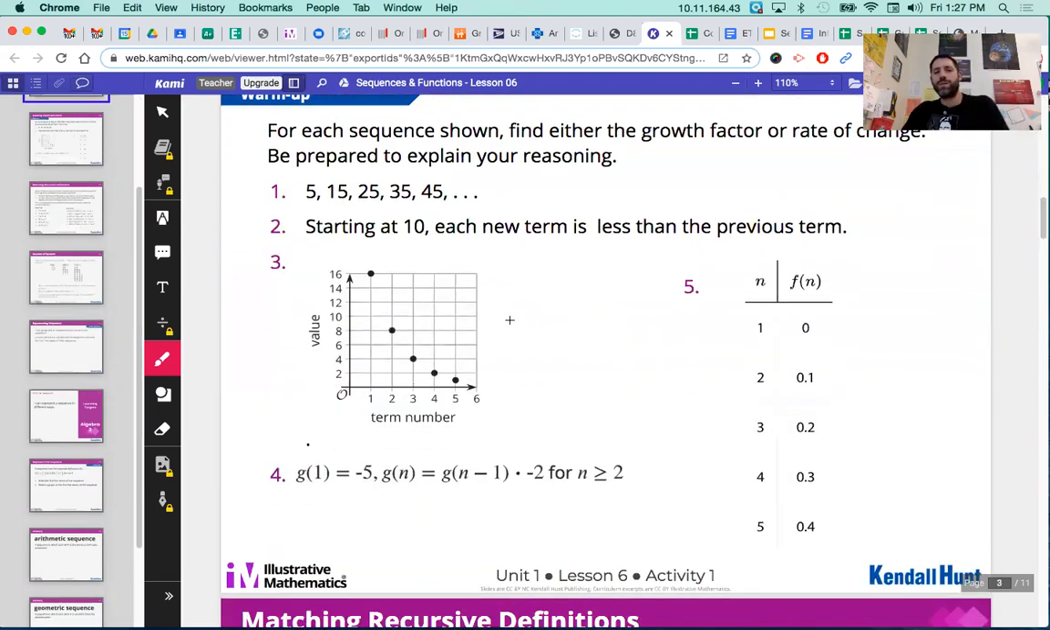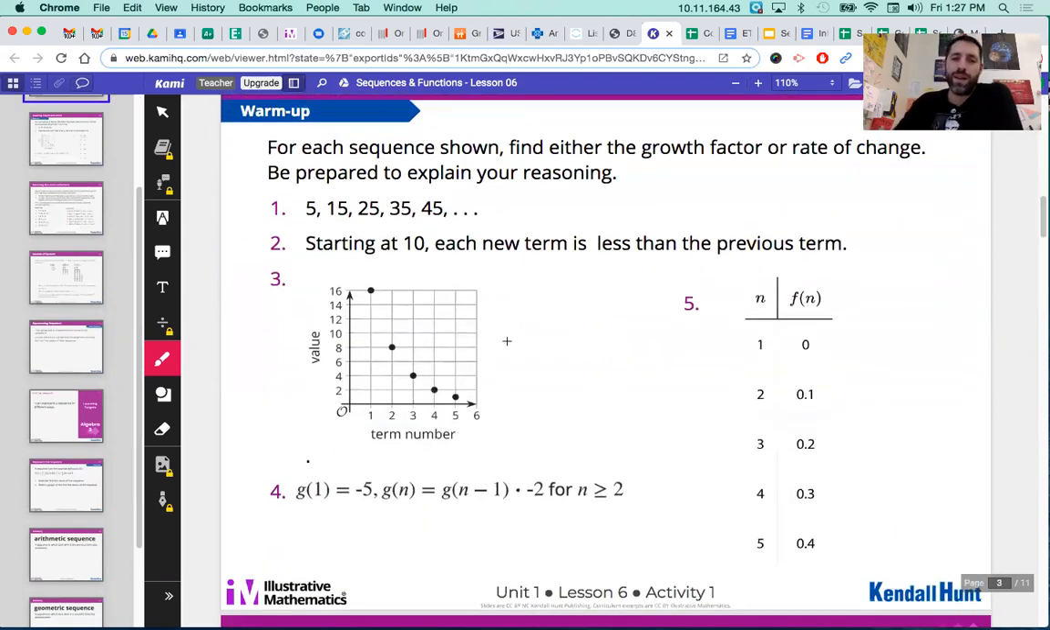It says for each sequence shown below, find either the growth factor or rate of change. Be prepared to explain your reasoning. Remember, the growth factor in a geometric sequence is what we're multiplying each term by to get the next one. A rate of change, that's what we're adding or subtracting to a term, right? Remember on graphs of rate of change, it looks like slope because it's going up in a linear fashion.